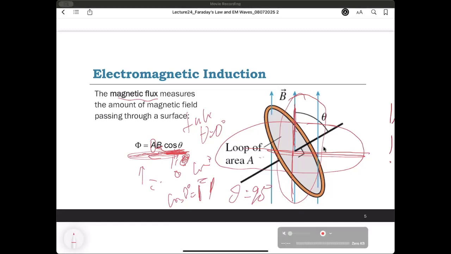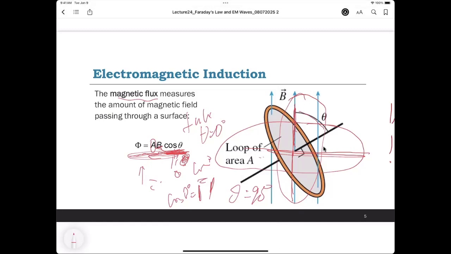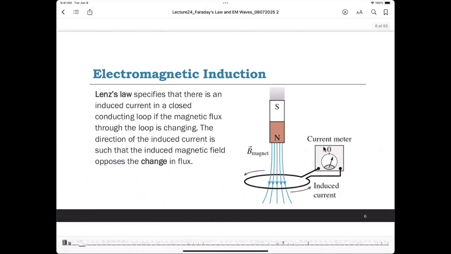This means that as theta increases, the magnetic flux will decrease, because only when theta is 0 will cosine be 1. Otherwise, it will be smaller than 1. Does that make sense to you? Okay, let's continue. Then we talk about Lenz's law.